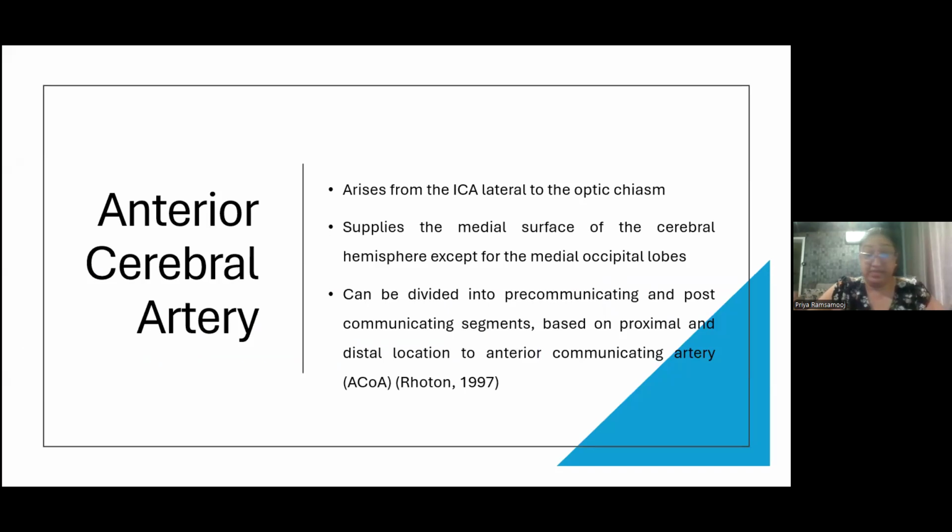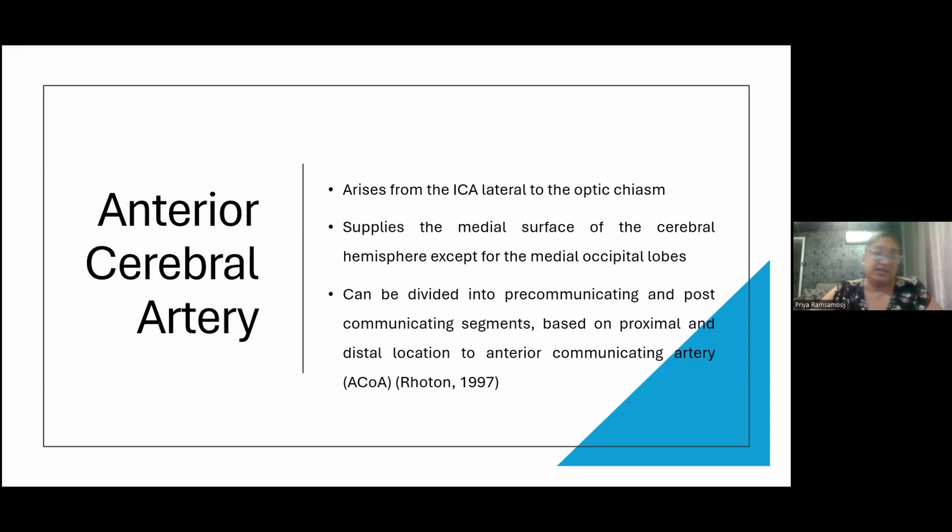So we've wrapped up the ICA, and we're going to continue with the anterior cerebral artery. As we said, the ICA eventually went on to form the anterior cerebral artery and the middle cerebral artery. It arises from the ICA lateral to the optic chiasm, and it primarily supplies blood to the medial surface of the cerebral hemisphere, except for the medial occipital lobes. Its course: after it arises from the anterior clinoid portion of the ICA, it courses anteromedially over the superior surface of the optic chiasm towards the longitudinal fissure.